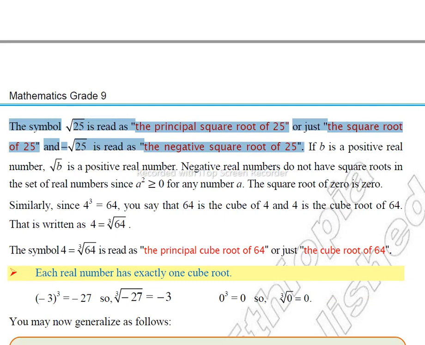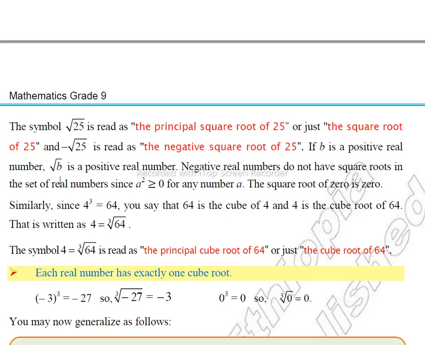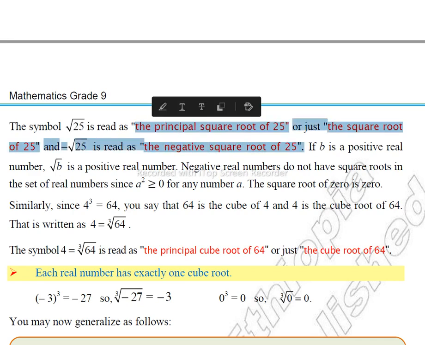If b is a positive real number, the radical of b is a positive real number. We can read this as the square root of b, or the principal square root of b. We read it like this.